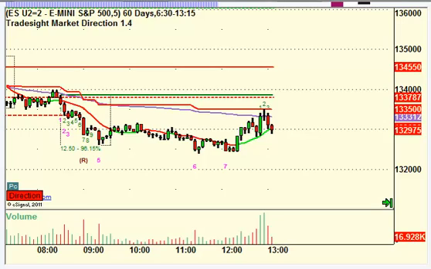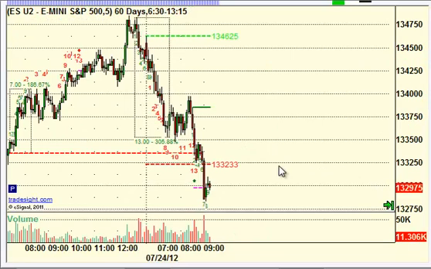That's a number most people don't really follow. I think it's really critical that you do. Now I'm going to flip the chart here for one second. Okay, so let's take a look at this view of the market.